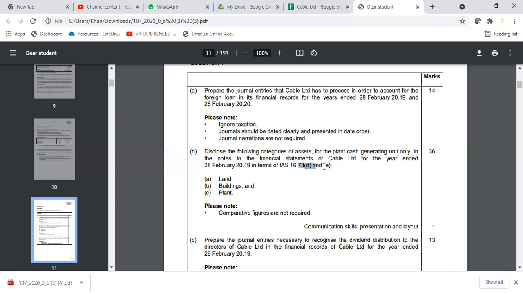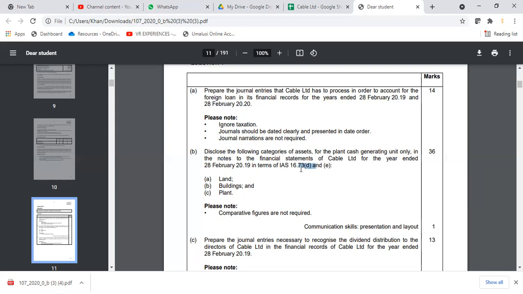When you read through it, you will see it is basically the PPE recon note. So it's very important to make sure you have the book, because they're not telling you in exact words what they want. They're telling you in terms of the standard. If I don't have my book with me, I wouldn't know what 16.73 D and E is. I need to look at my handbook and see what those paragraphs are about.